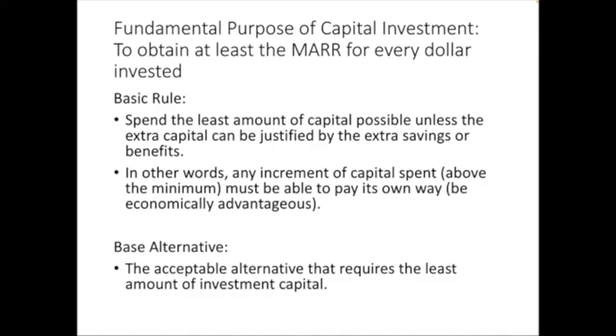And the base alternative is the acceptable alternative that requires the least amount of investment capital. So if we need to spend capital investment in the beginning, and we can earn some profits or savings in the future, we want to make sure that if we convert all the cash flow back to the present time or a future time or annuity, we want to have the lowest level of expenditure. So that's how we can choose which alternative is better than the other one.